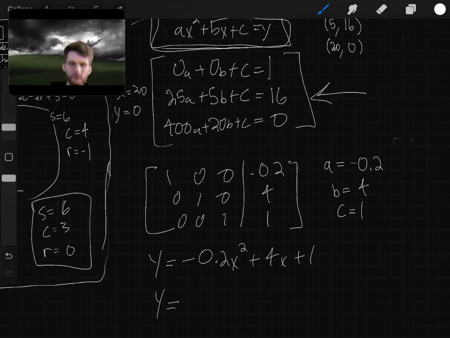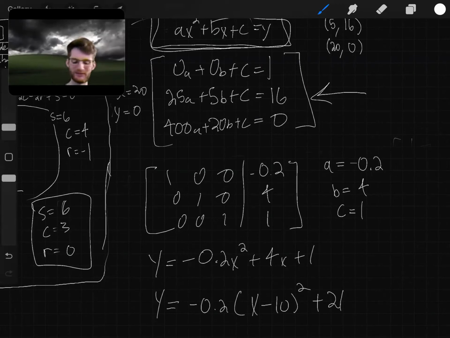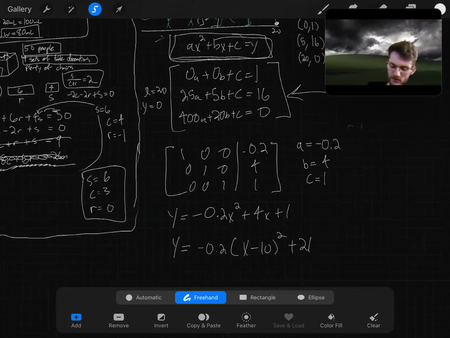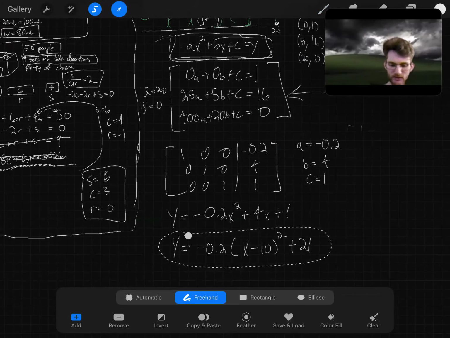You know what? Maybe I'll save you time. Negative 0.2 x, let me think about it. Minus 10 squared plus 21. Oh wait, yeah, I gotta show my work so that you believe me. Of course, if you're taking a test, it's good to show work unless it's a multiple choice test and they don't care if you show your work.